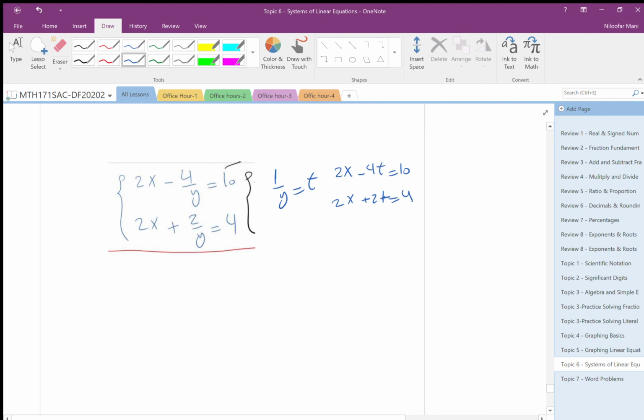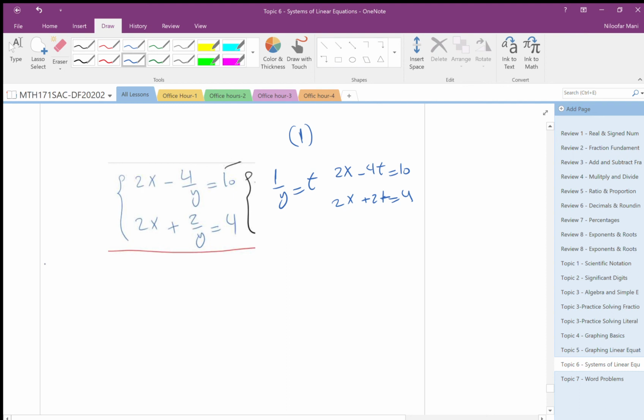And now you can solve for x and t, but remember, when you find t, you have to flip it and say what is y, because at the end I ask you what is y. Okay, you can do that. And also, this is method number 1.